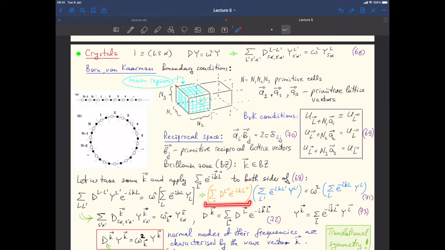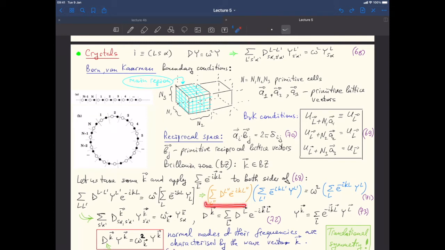What about this one? In this case, we sum over the vectors L double prime. So this L double prime replaces this L minus L prime. And therefore, this expression here would be a square matrix also associated with these indices S alpha. So, as I said before, in the case of a system with a single atom in the primitive cell, this will be a 3 by 3 matrix. If you have 2 atoms in the unit cell, this will be a 6 by 6 matrix, and so on.